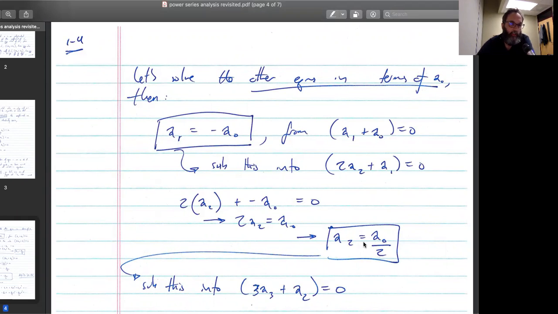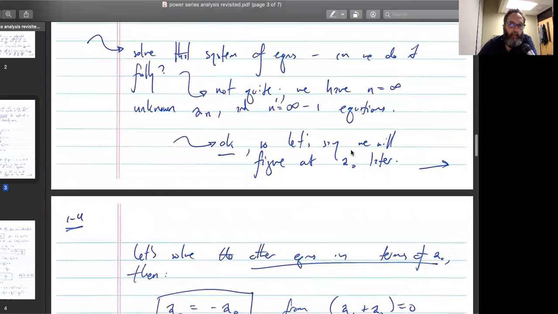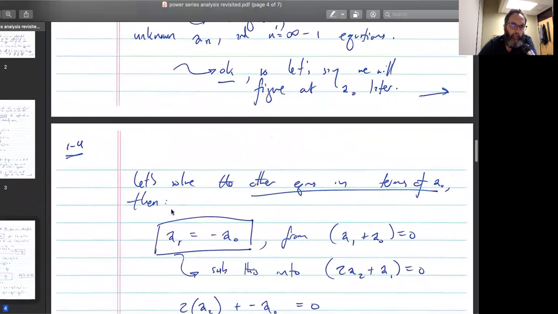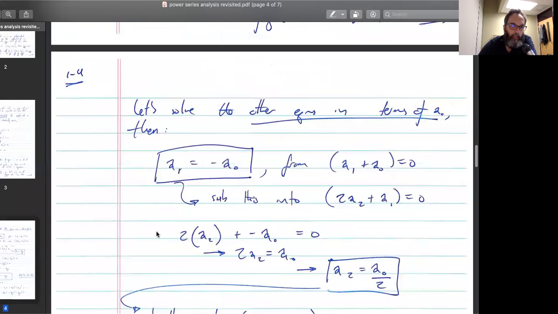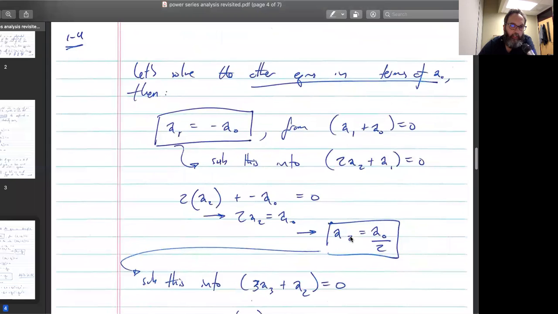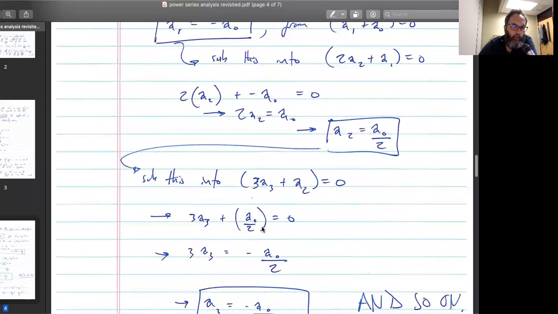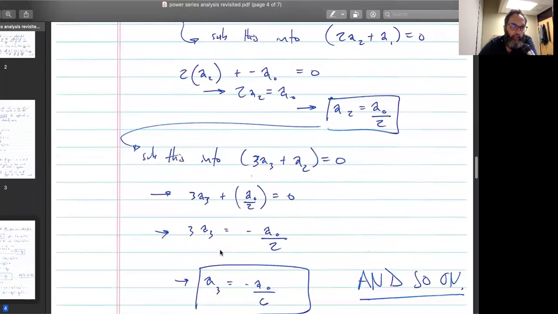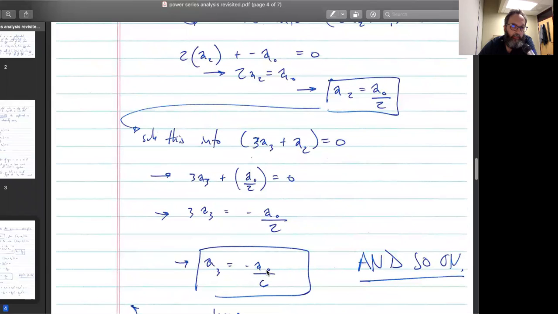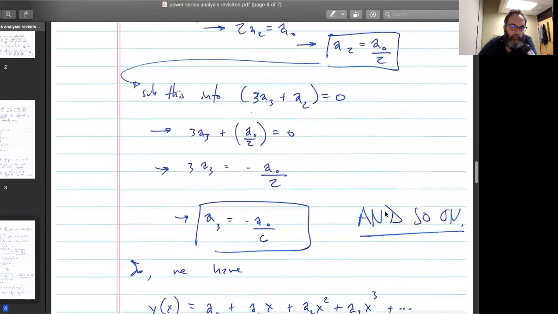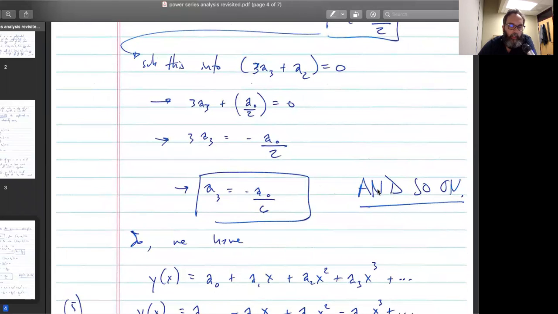Okay, so let's walk through this one more time. I assume that I will figure out a naught later. And once I've made that assumption, I can figure out what a1 is in terms of a naught, and I can figure out what a2 is in terms of a naught. And I can keep going. I look at the next coefficient: 3a3 plus a2 is equal to 0. And I solve that, and I get a3 is equal to negative a naught over 6. And so on. I just keep doing this, right?